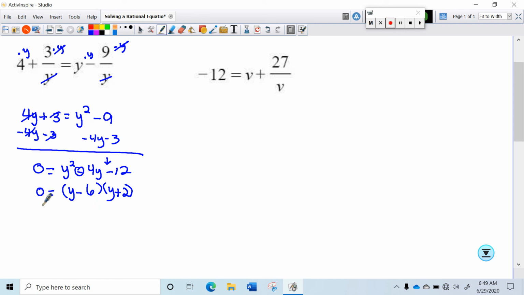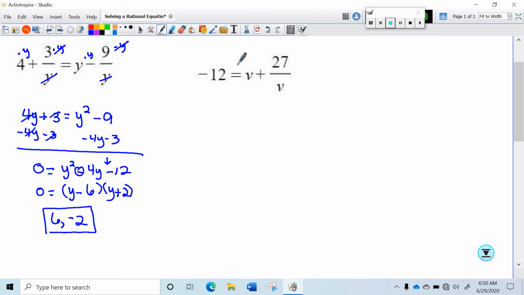Now because it equals 0, you have to do the opposites. So the opposite of negative 6 is positive 6. The opposite of positive 2 is negative 2. You need to make sure that it doesn't make your denominator 0, but it doesn't. So those are your two answers.